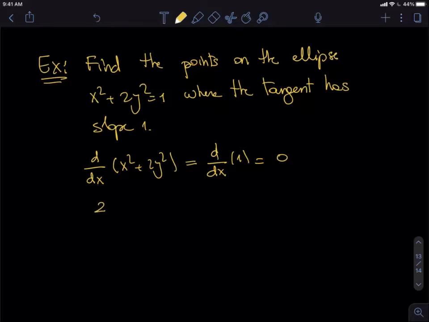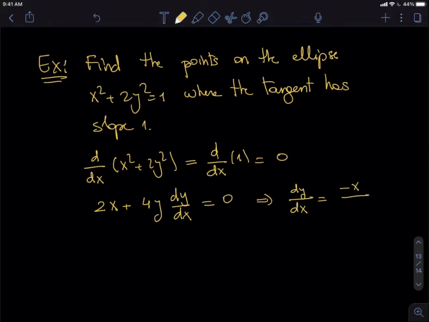So differentiating both sides with respect to x, what we get is 2x plus 4y dy/dx equals 0. Okay, we can simplify here a little bit, but basically this already gives the formula for the slope, dy/dx. This is negative x divided by 2y.